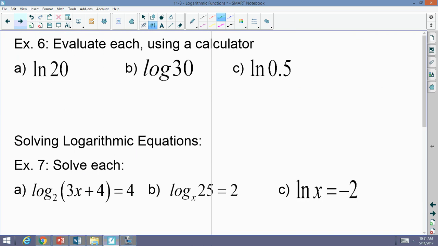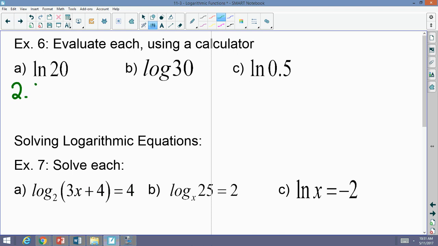All right, now, evaluate each using a calculator. This is the fun part. Guys, if you have your calculators, go ahead and take them out. If not, pay attention and focus. I want to find the ln of 20, so hit the button ln, hit 20, and that's it. Let's go ahead and go to the thousands place. Some of you guys don't know how to round to the thousands place, so we're going to go over it.